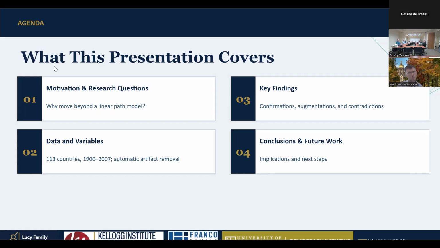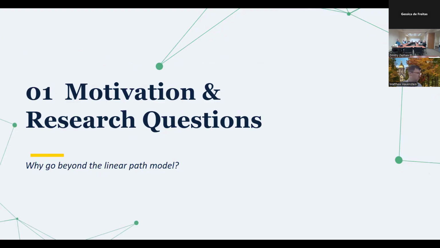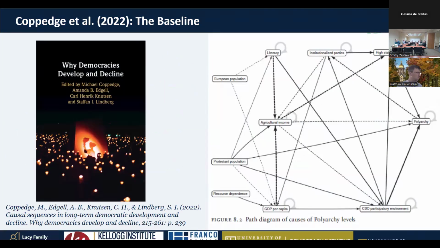And when I finish talking, Dmitry's going to talk about some future work in this. So this is the book, and this is one of the three path models that we had in that book. The structure of this is always basically the same. The polyarchy, or the electoral democracy index, is off to the right. That is the ultimate endogenous variable here. That's what we were trying to explain in the path model.